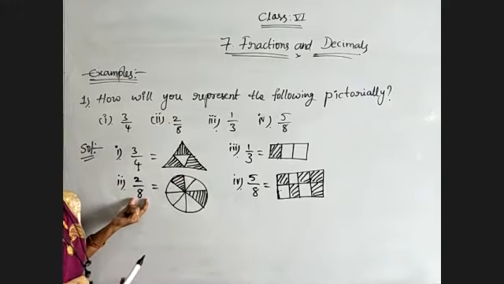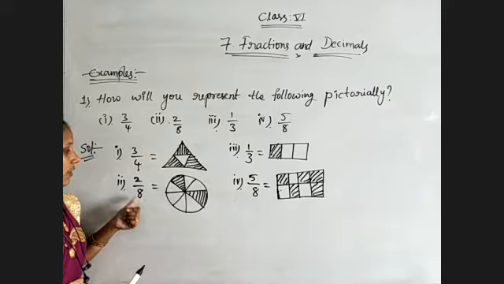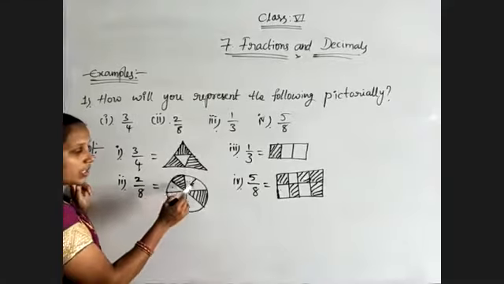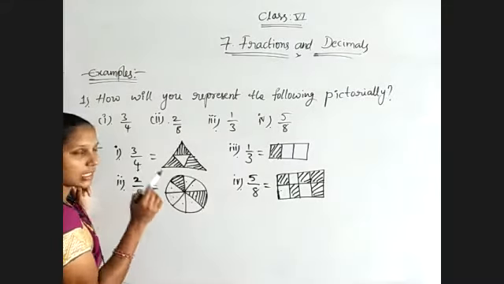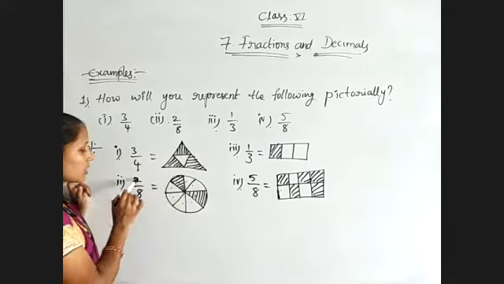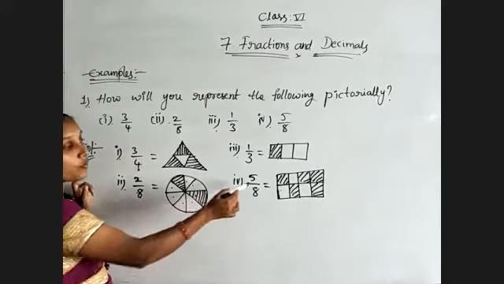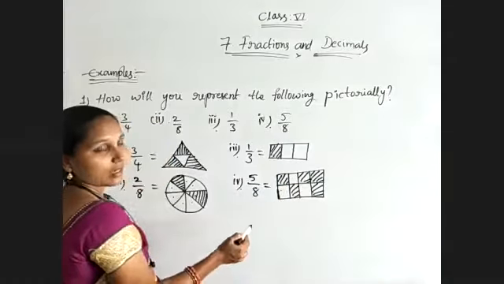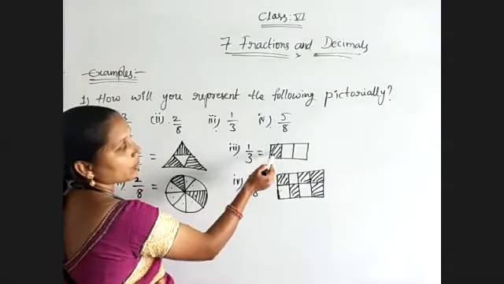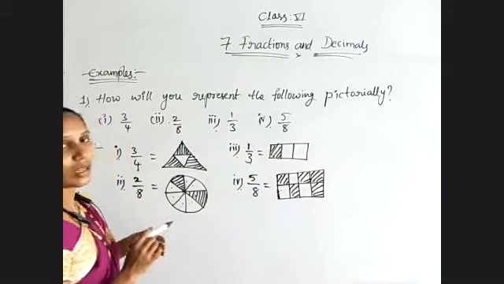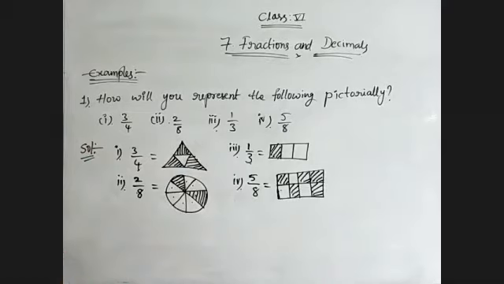And next, 2 by 8. Out of 8 equal parts, 2 parts are selected. So total 8 parts are there. 1, 2, 3, 4, 5, 6, 7, 8. Out of 8 equal parts, I have selected only 2 because the fraction is 2 by 8. 5 by 8: out of 8 equal parts, 5 parts I have selected. That's it. And 1 by 3: out of 3 equal parts, 1 part is selected. Okay, that's all. And coming to the next problem.